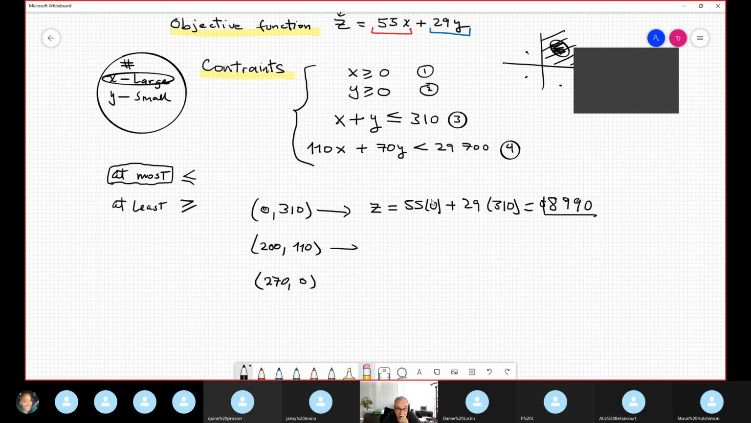Another combination is sell this and this. Let's see. This is 55 multiplication by 200 plus 29 multiplication by 110. And the answer is a little bit more large. It's $40,000.